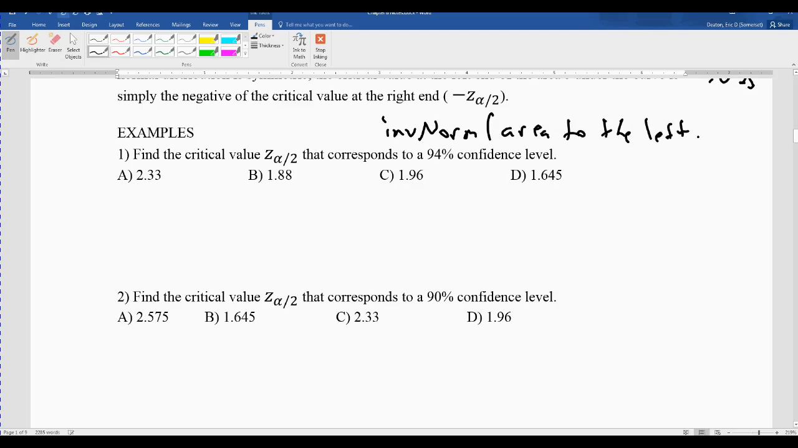And that's pretty much all we'll need for these questions. If I want to do more, I do mu and then sigma. But not for these when I'm dealing with the z-scores only. So I want to find the critical value that corresponds to a 94% confidence level.